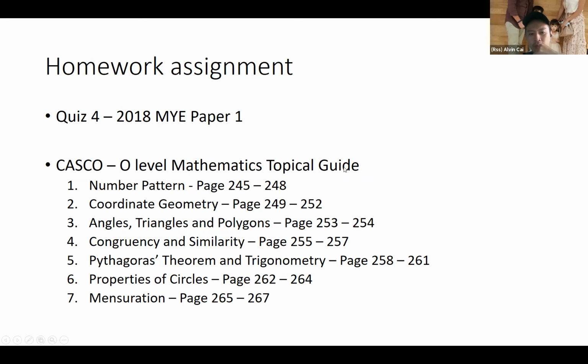This is the COSCO topical assessment book. So this information is also given in the Google Classroom. Okay, so this will be the homework. So you just spread it out completely by the time school reopens. Okay, so every day try to do a few pages. I think that should be fair enough.